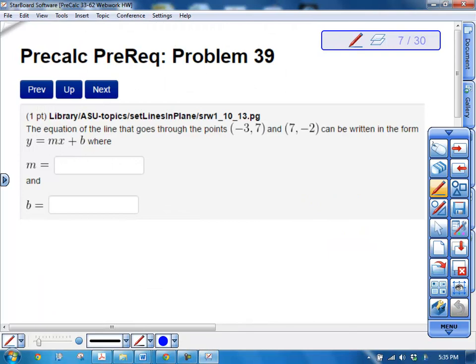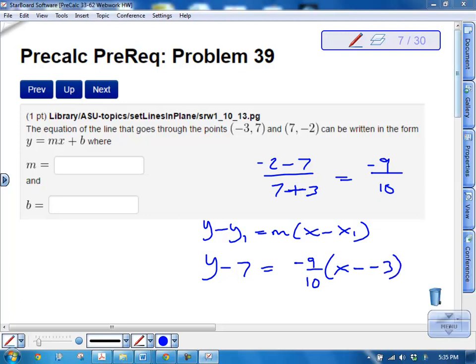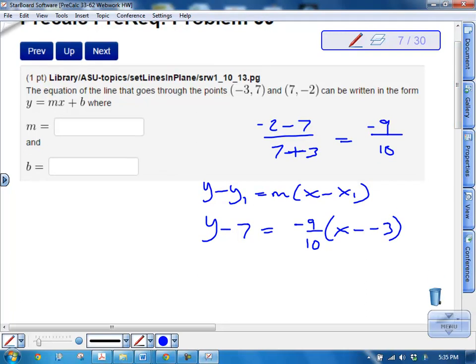Okay, a bunch of different ways to do the next one as well. It wants it eventually in point-slope form. I'm going to do the slope first: negative 2 minus 7 over 7 minus negative 3, which gives me negative 9 over 10. Then I'm going to do y minus y1 equals m times x minus x1. So that'd be y minus 7 equals negative 9 over 10 times x minus negative 3. And I'm just going to rearrange it to get it in this form.